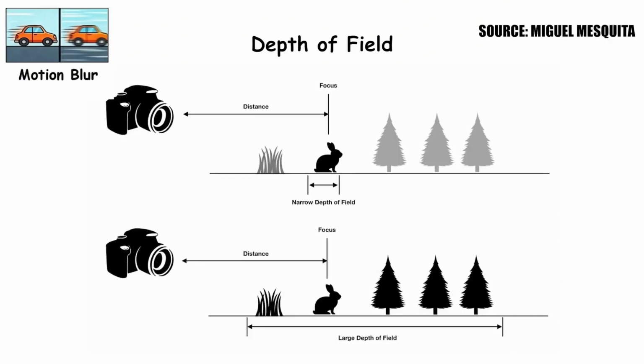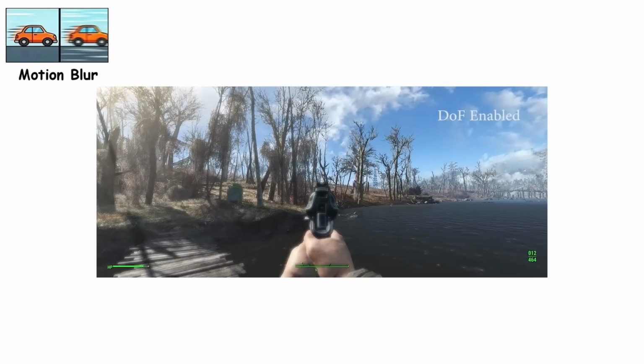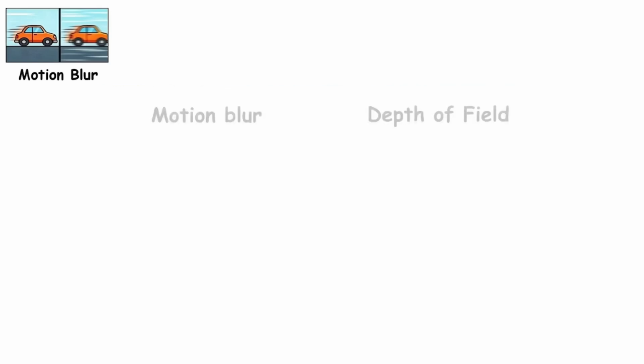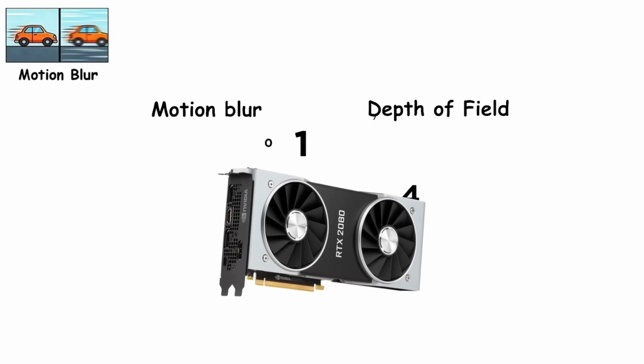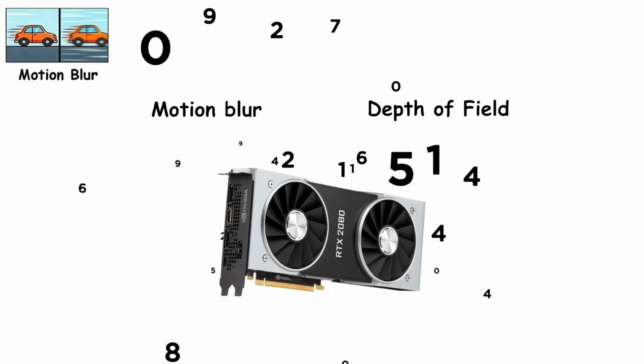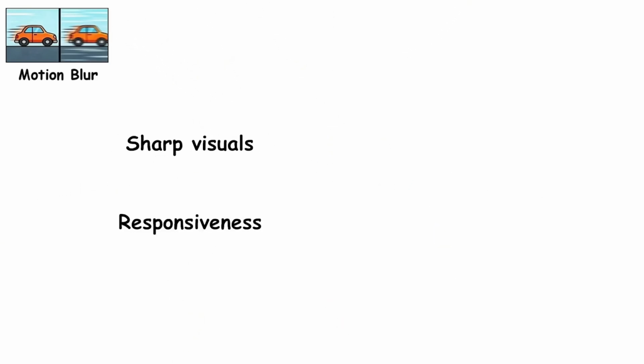Depth of field blurs objects based on distance from the camera. It adds a sense of depth and makes scenes look less like a flat diorama. Both require extra GPU calculations, and some players turn them off entirely for competitive games. Sharp visuals and responsiveness beat cinematic effects when every millisecond counts.